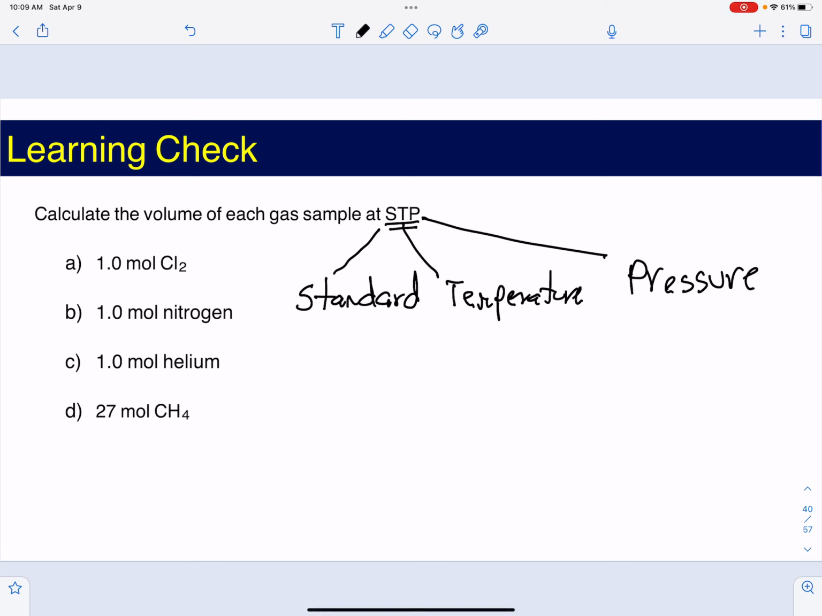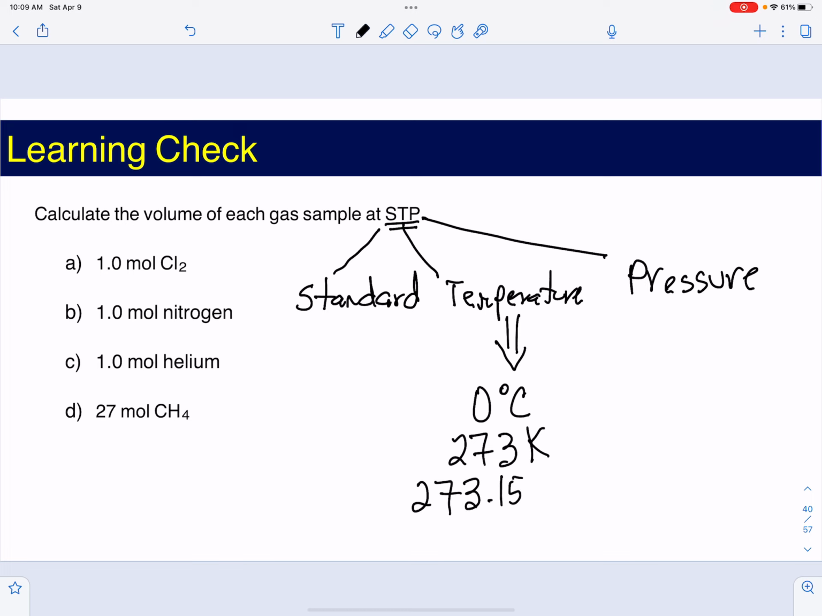So what this problem is telling you is that this is going to be at what we know as the standard temperature and pressure. For gases, the standard temperature is going to be 0 degrees Celsius, which is another way of saying 273 Kelvin. By the way, sometimes you're going to see, for more precise work, 273.15 Kelvin. So make sure you use whatever Alex is asking you to use when you do the problems in Alex.